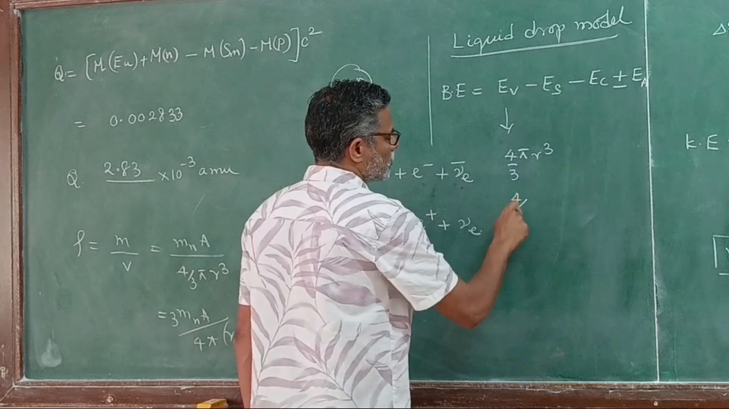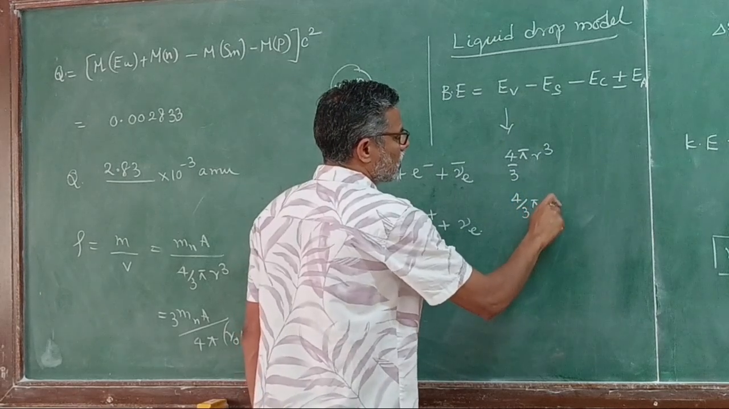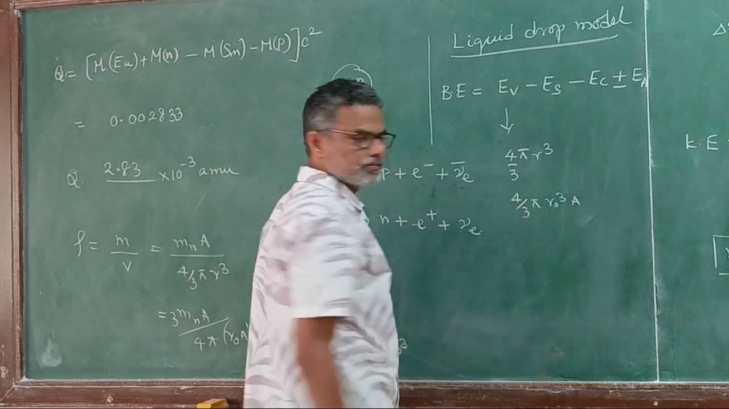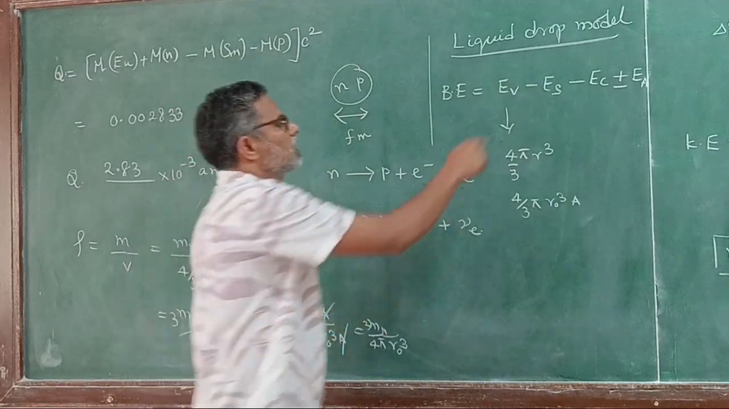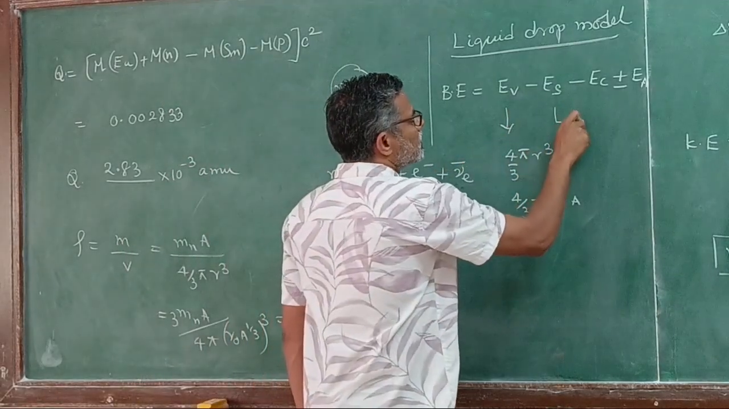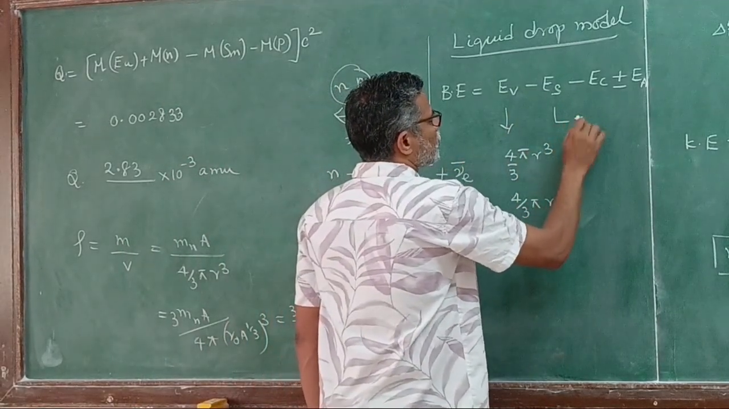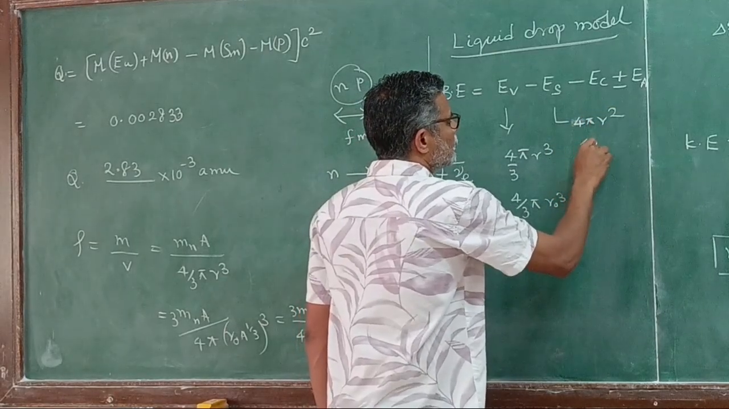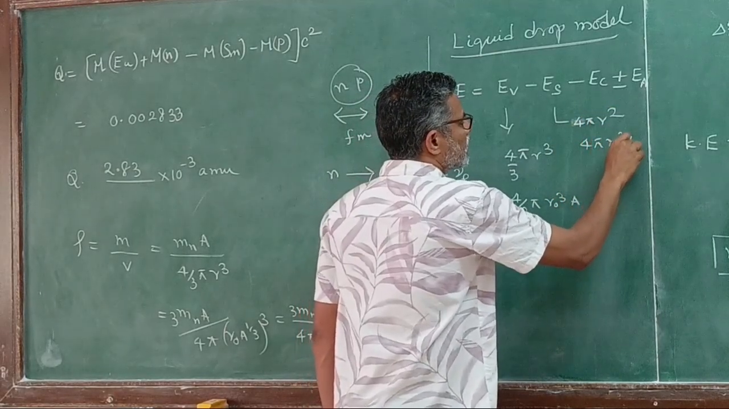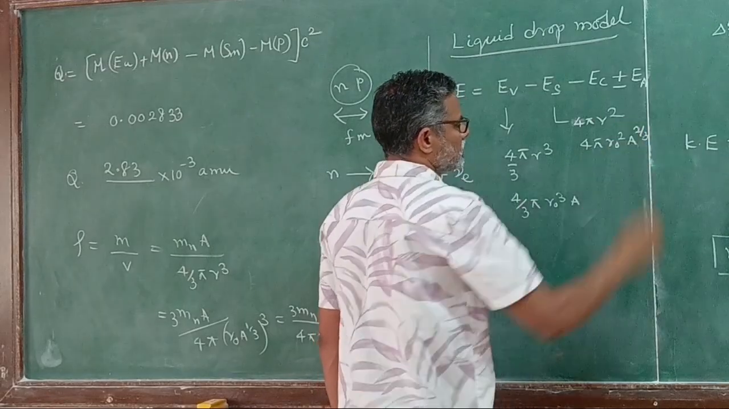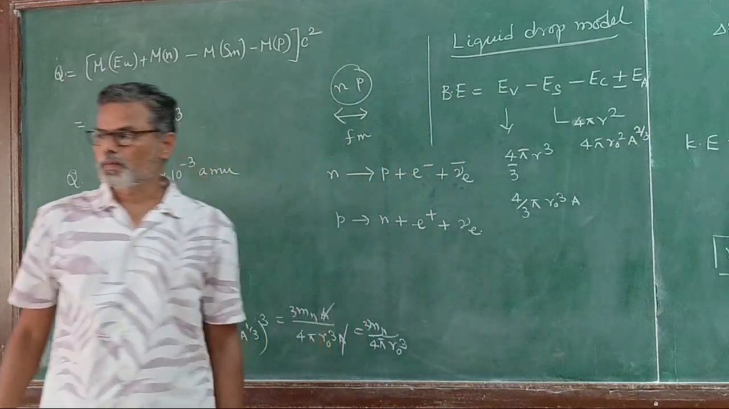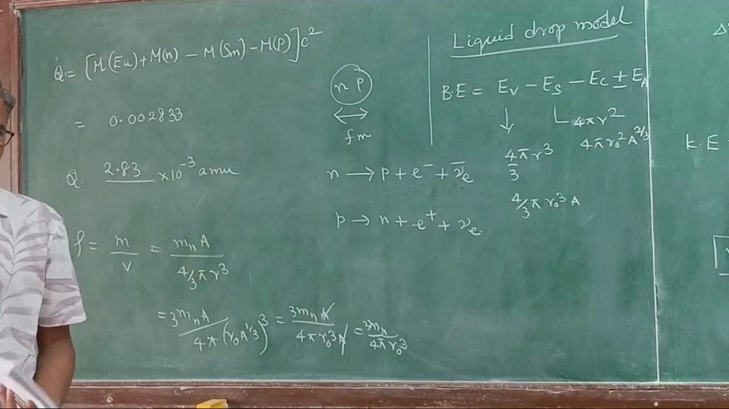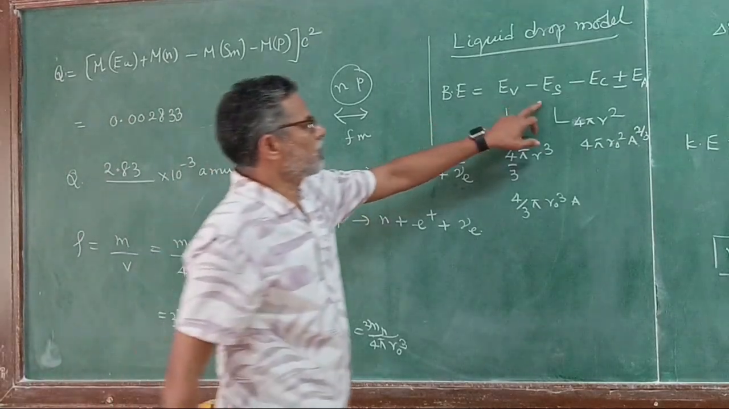And again what you will get? 4 by 3 pi r0 cube into A for EV. Similarly, the surface area is 4 pi r square, that is 4 pi r0 square A to the power of 2 by 3. So 4 pi r square is the surface area of a sphere, and that is subtracted.